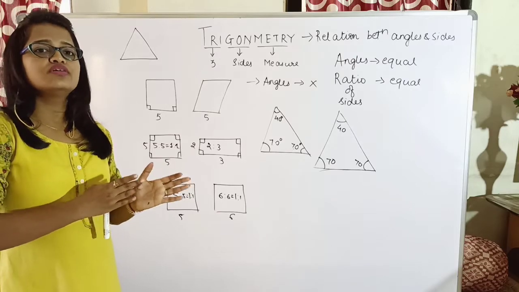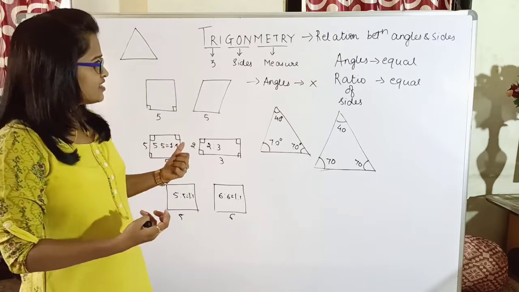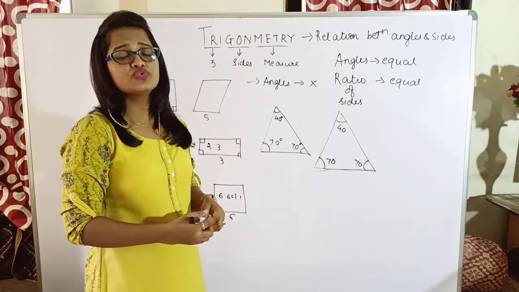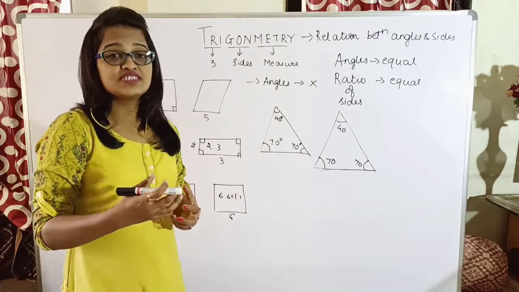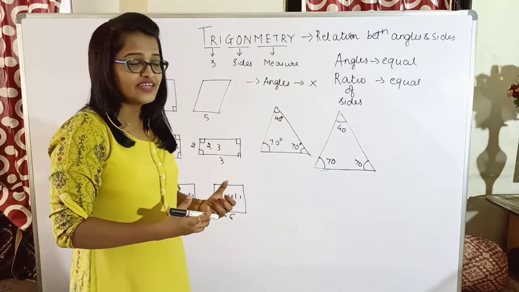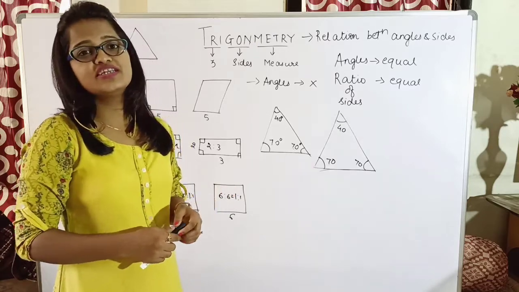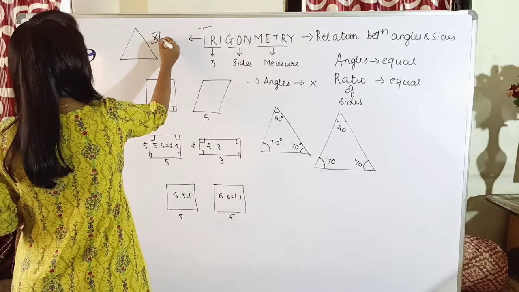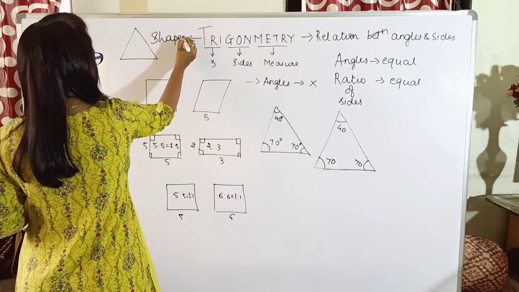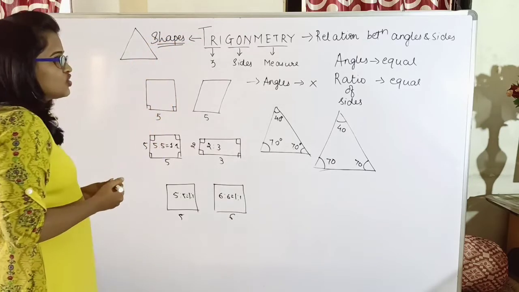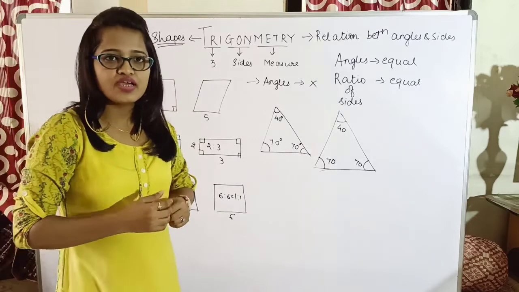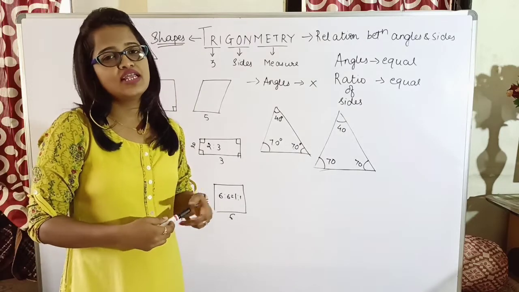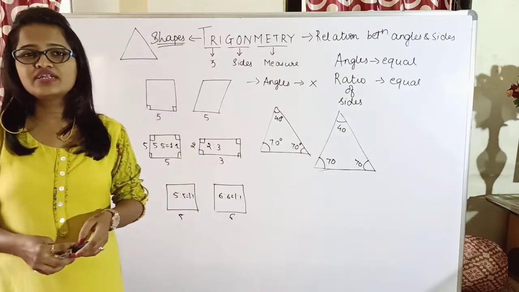And if I try to tell it in a sentence, in trigonometry we are going to see the relation between the sides and angles, and trigonometry is nothing but dealing with shapes. Trigonometry deals with the shapes of the figure. Okay, so now once you know why or what trigonometry is, let us move forward and look at the different combinations of ratios.